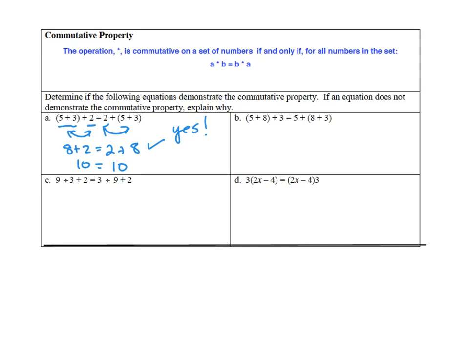Now, I would like you to look at the last three problems on this page. Press pause on your video, do your answers, and then press play to check your results.